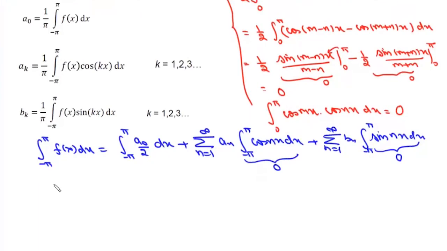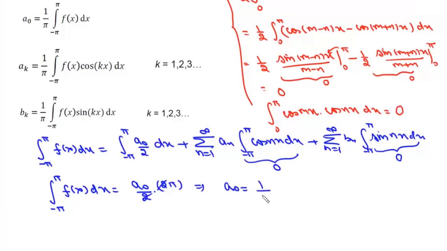So from here we can simply write that the integral from minus pi to plus pi f(x) dx will be equal to a0 by 2, and then this integration of dx will be simply 2 pi. From here we can write a0 will be equal to 1 upon pi, and then the integral from minus pi to plus pi f(x) dx, which is the same as our result. So now we know how to find a0. In order to find a0 for a 2 pi periodic function, we have to write it as 1 upon pi and then the integral from minus pi to plus pi f(x) dx.